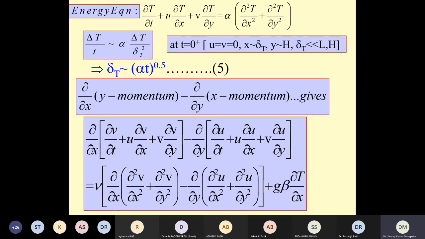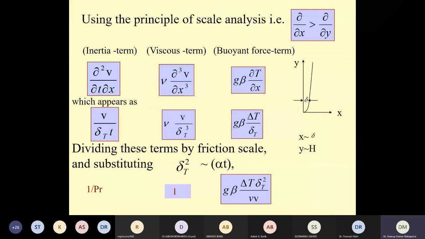So similarly, if you try the momentum equation, there are three players: inertia, viscous term, and buoyant force term. If they are scaled, the inertia term has 1 upon Prandtl number in the last row, the viscous term is 1, and the buoyant force term is like this. For a higher Prandtl number fluid, the left hand side goes out, and we have a comparison between the viscous term and the buoyant force term.